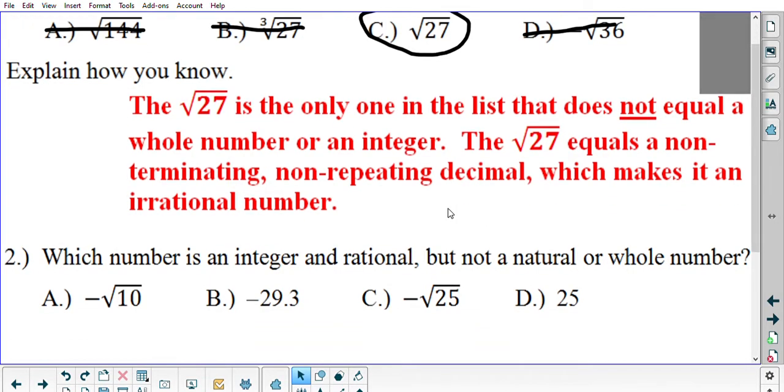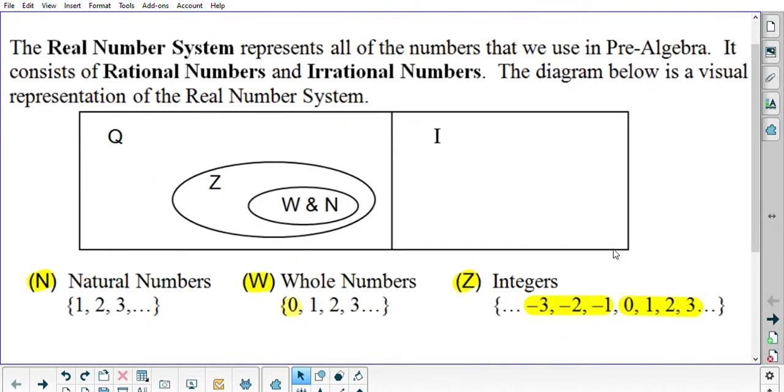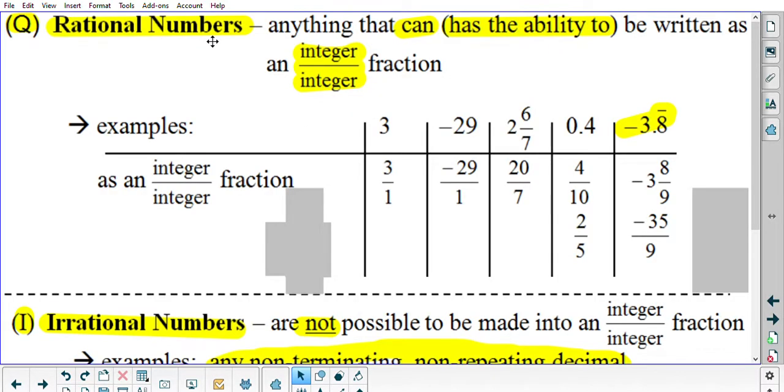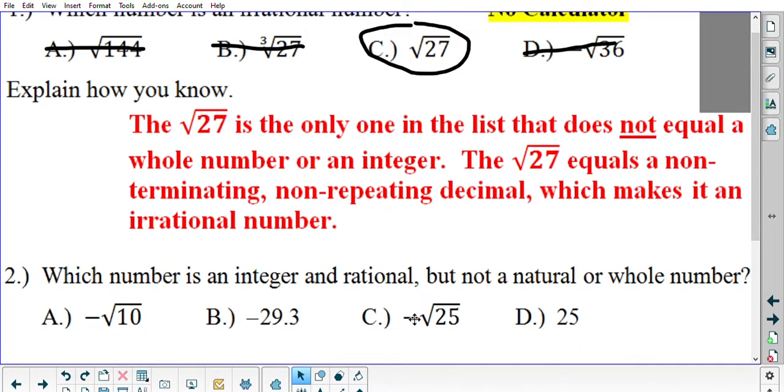All right, problem number 2. Again, I'll do this one with you as well. Which number is an integer and a rational, but not a natural or whole number? Now, obviously, you need to look back at your guided notes so you can remember what natural numbers and whole numbers are, what integers are, and also what a rational number is in order to do problem number 2. Which number is an integer and a rational, but not a natural or a whole number?